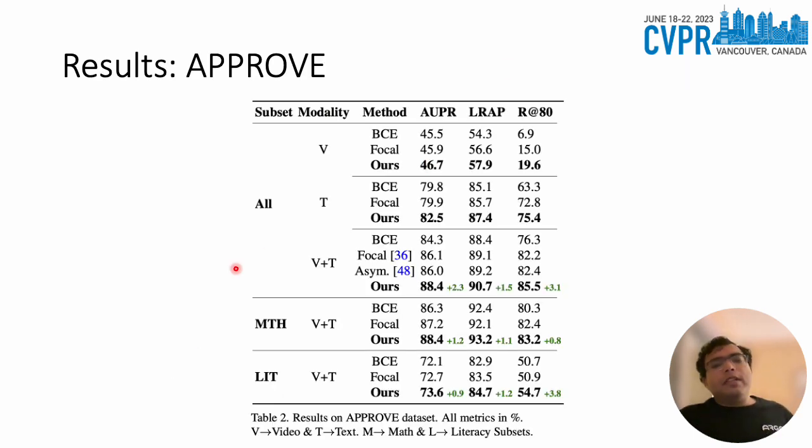In this slide, we discuss fine-grained video classification results for our proposed Approve dataset. We provide a breakdown of results across the full dataset as well as results specifically for the math and literacy classes. We present three metrics: area under the precision recall curve, label ranking average precision, and recall at 80% precision. Our method is able to outperform prior baselines such as binary cross entropy, focal loss, and asymmetric loss.